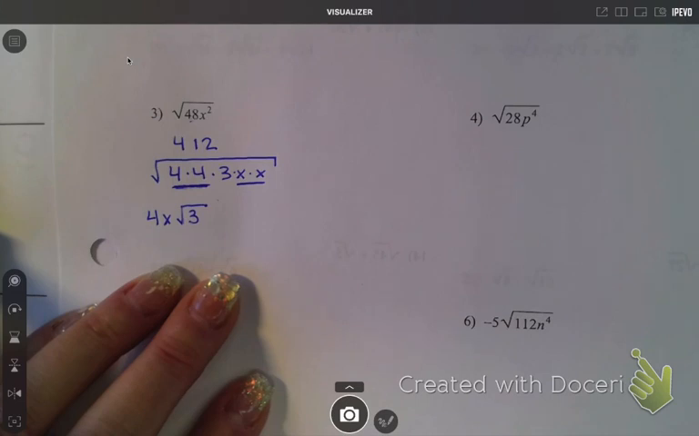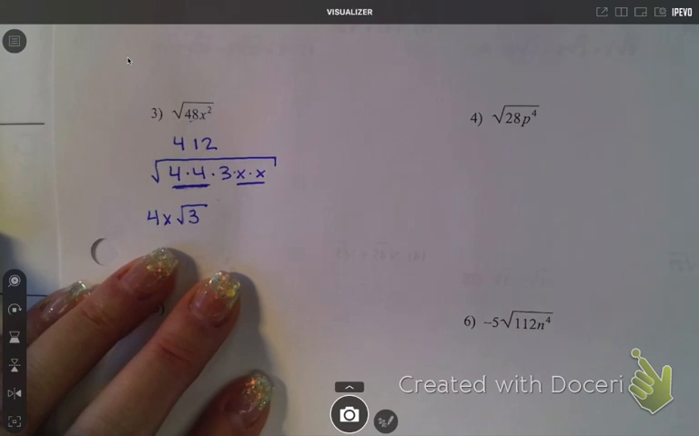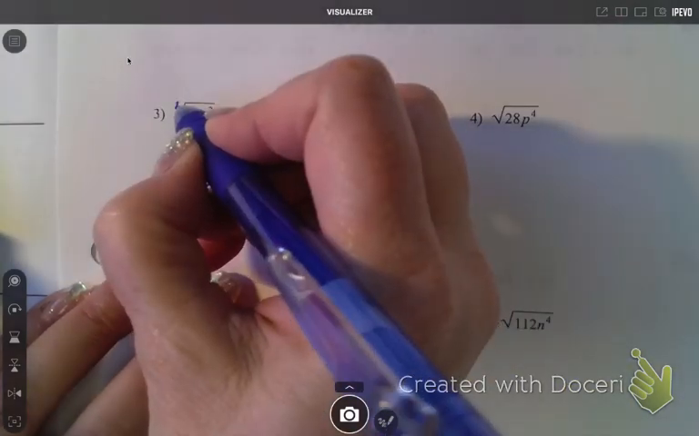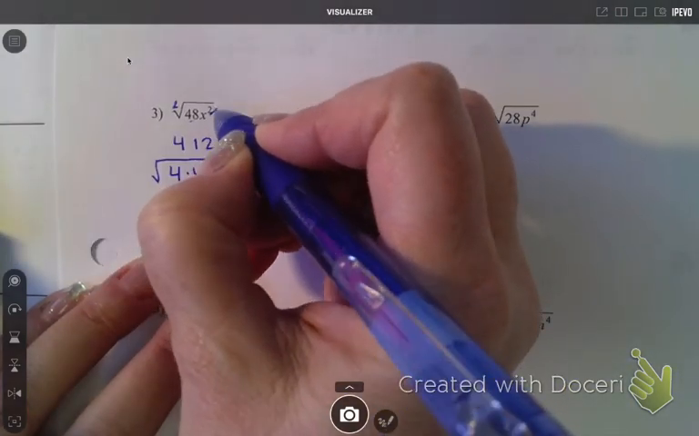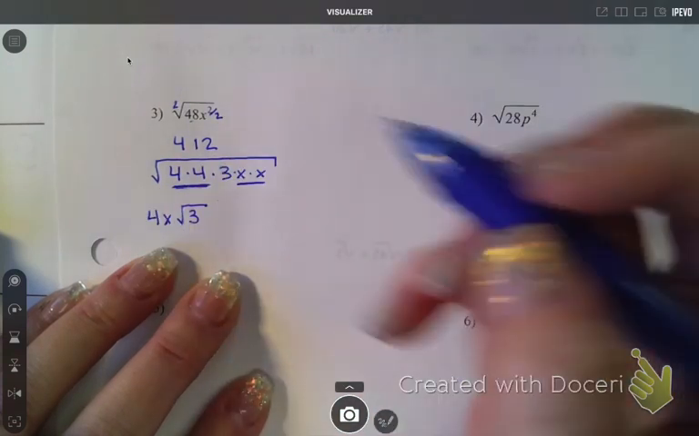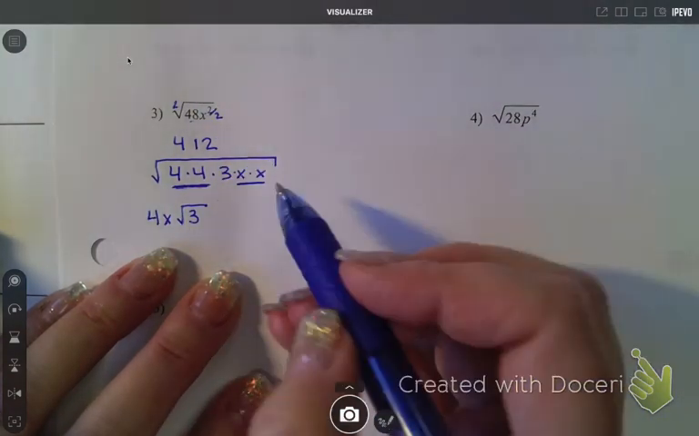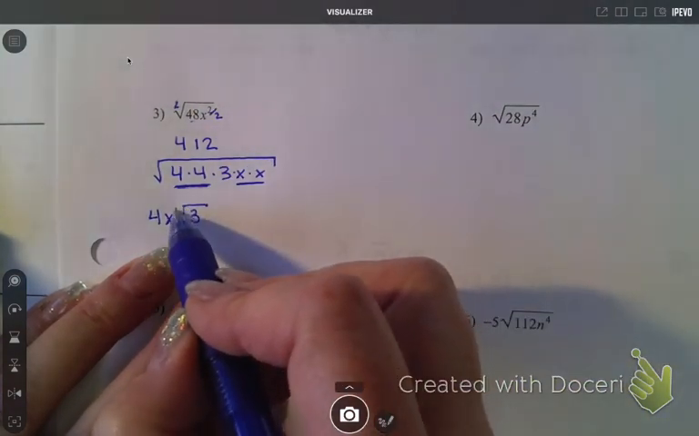Now I'm going to show you an easier way to do this, but I wanted to do it visually first. Since we're looking for the square root, if we divide the exponent by 2, what's 2 divided by 2? 1. So I can bring out 1x. See that?